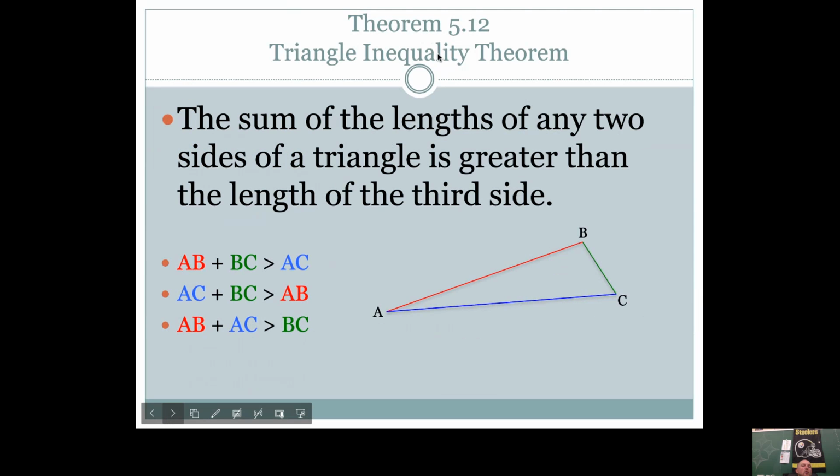Theorem 5.12 is the triangle inequality theorem. It says the sum of the lengths of any 2 sides of a triangle is greater than the length of the third side. So really, you should technically check 3 inequalities. But really, what that means is if you take your 2 smallest sides, like on this triangle, for example, your 2 smallest sides would be the red one and the green one. If you add your 2 smallest and they're bigger than the biggest, then that would make a triangle. Because obviously the 2 biggest are going to be bigger than the smallest and so on and so forth.